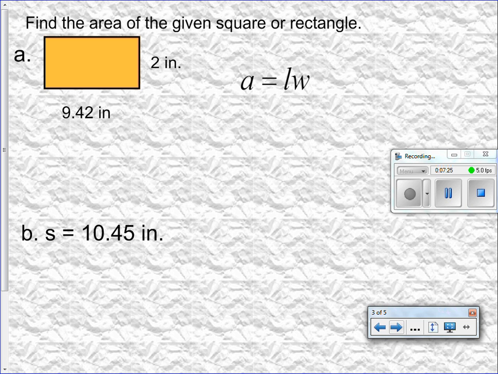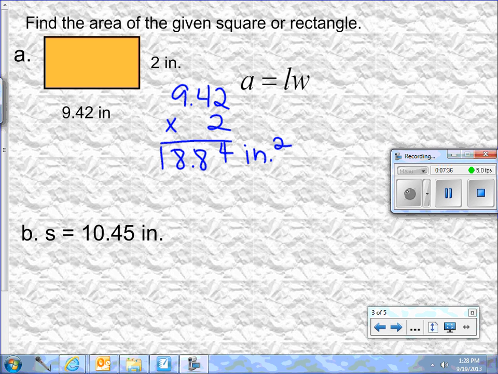All right, so let's look at A. We're going to find the area. Area, you multiply the length times the width, so do that. Now after you've checked your answer, your full complete answer will be 18 and 84 inches squared. Okay, there's our answer for finding the area of the rectangle.